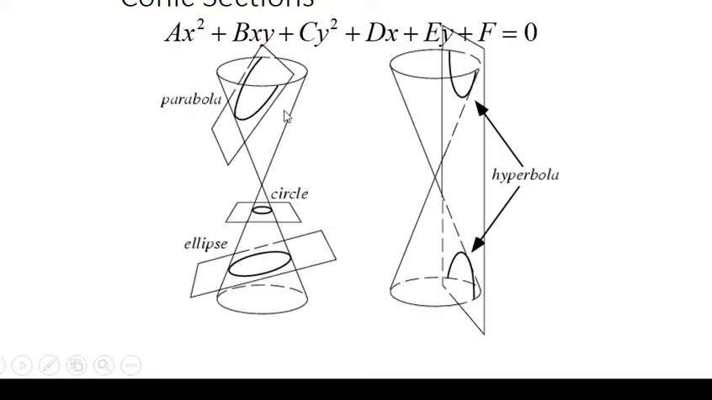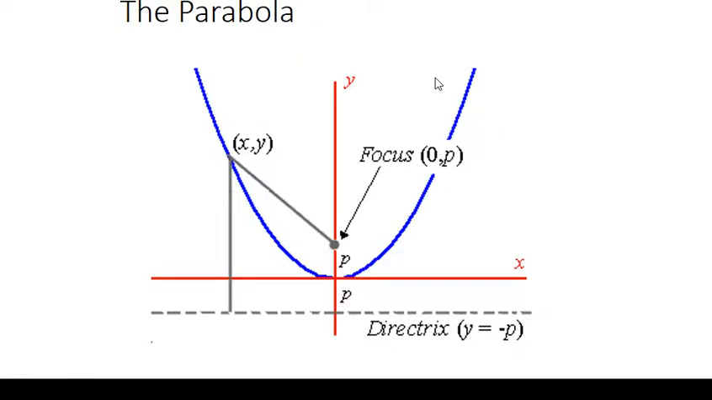They're a parabola when you slice parallel to one of the sides of the cone, a circle when you slice perpendicular to the axis of symmetry. If you tilt that plane a little bit, then you get a special oval called an ellipse, or you can get two parabolas that face away from each other, which is your hyperbola. You'll see these shapes in a lot of places.